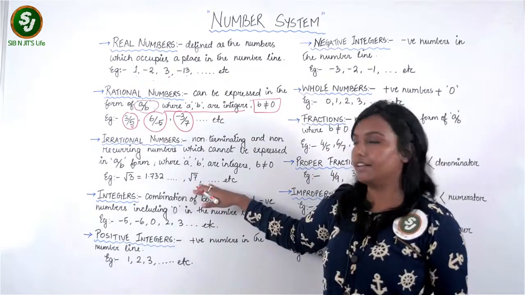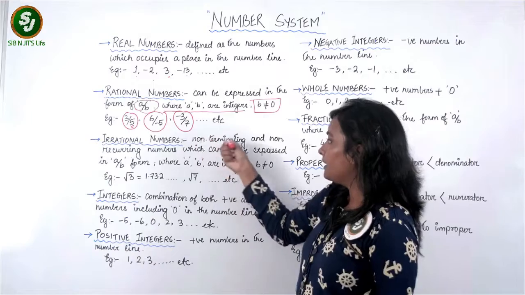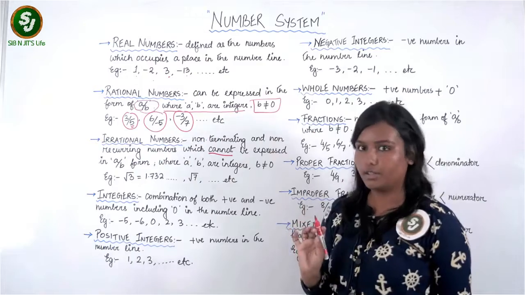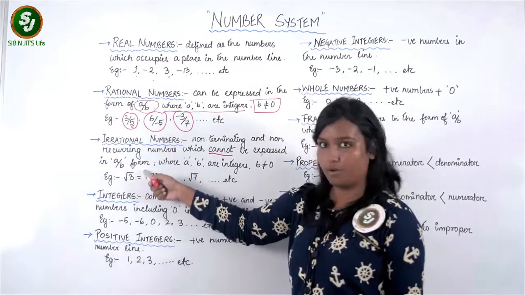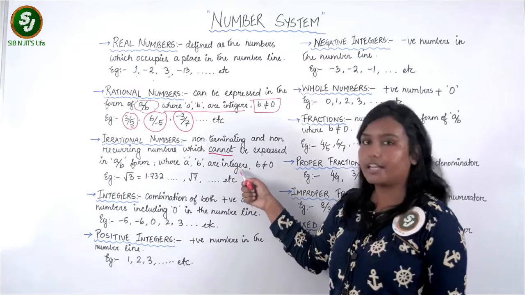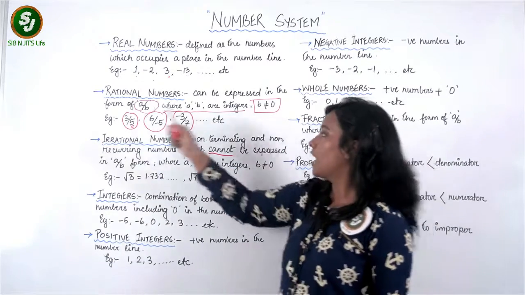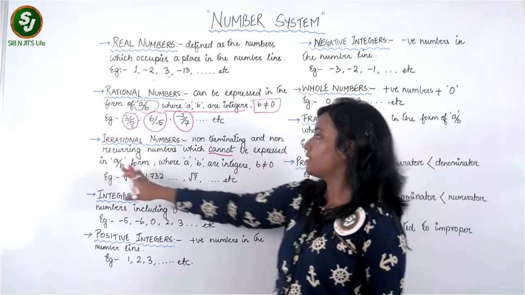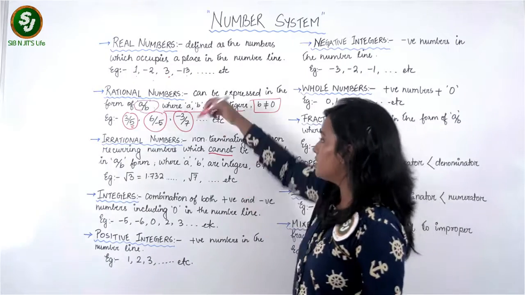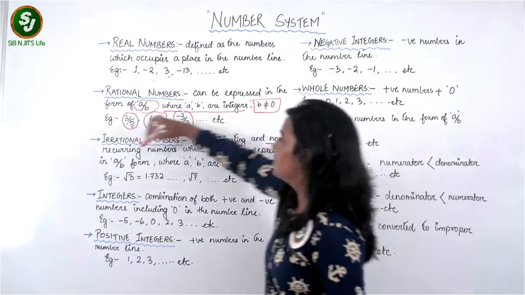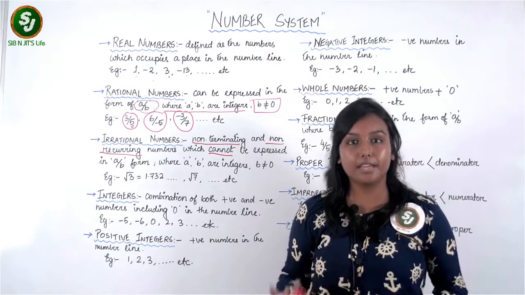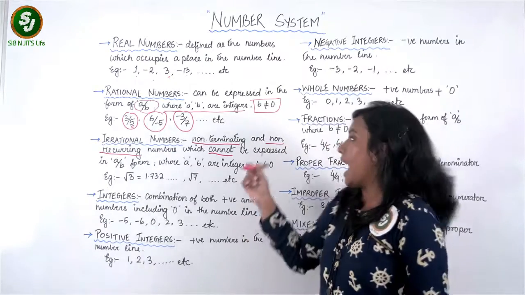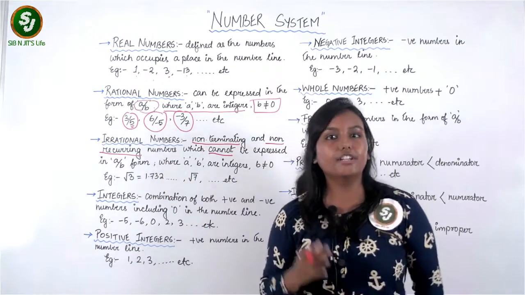Moving on to the next one, irrational numbers. Non-terminating and non-recurring numbers which cannot be expressed in a by b form, where a, b are integers and b is not equal to 0, are termed as irrational numbers. Now this part is clear, I suppose, which cannot be expressed in the form of a by b. But what are non-terminating and non-recurring numbers? What do we mean by that? Non-terminating means they do not stop, and non-recurring means they do not repeat.